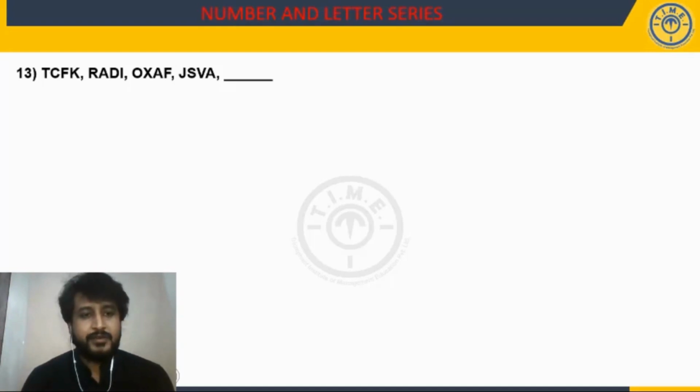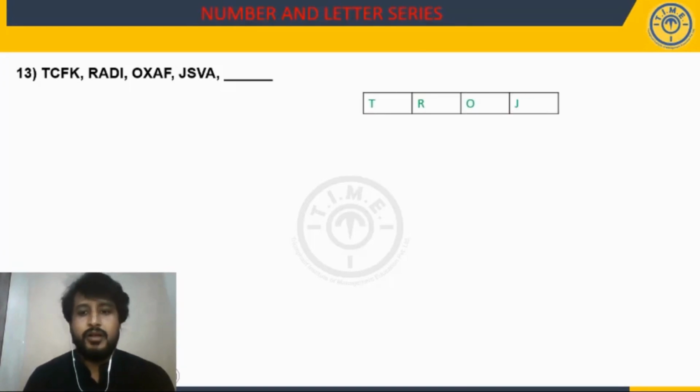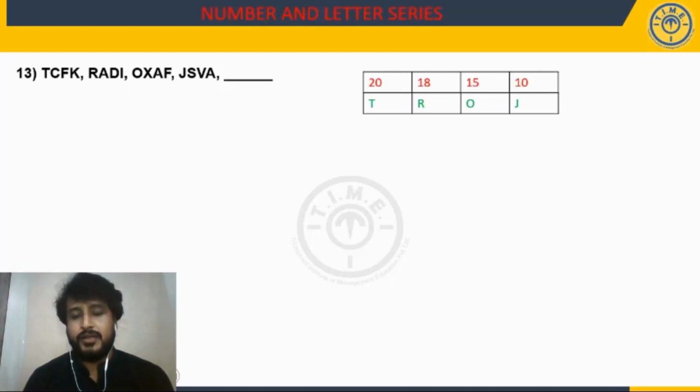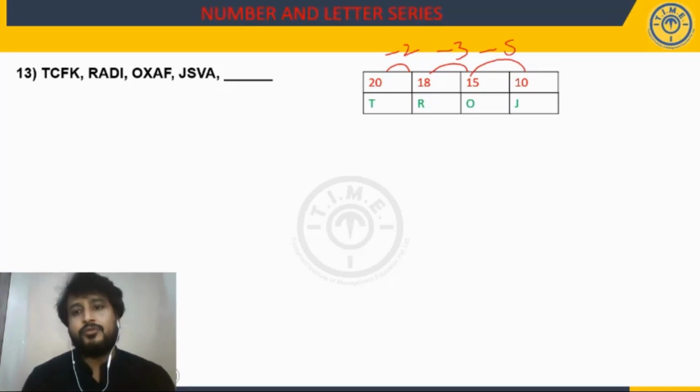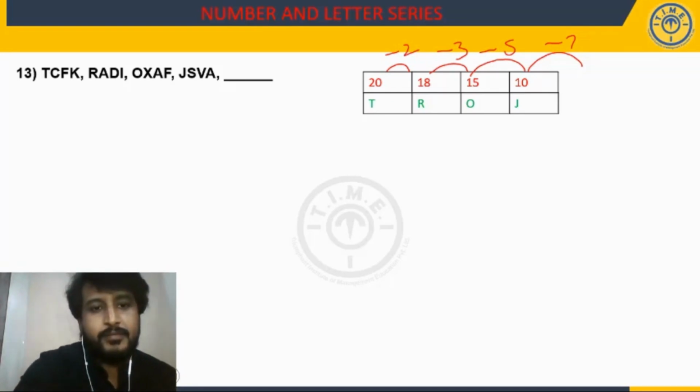Now, go ahead with the first set of letters. T, R, O, J. T place value 20, R place value 18, O place value 15, J place value 10. Now let's represent that and identify the logic. 20 to 18 is minus 2, 18 to 15 is minus 3, 15 to 10 is minus 5. Minus 2, minus 3, minus 5. Which pattern is it? These numbers come under the classification of prime numbers. What will be next? Minus 7. So 10 minus 7 is 3. Which letter has place value 3? C. So our answer must start with C.